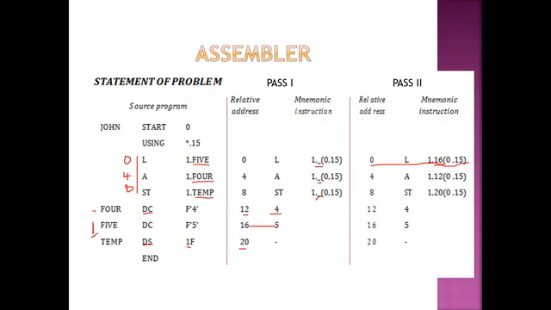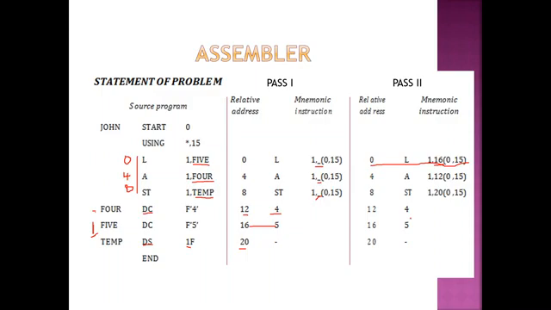Similarly, A1 comma 4: the address of 4 is nothing but 12. So A1 comma 12 of 0 comma 15. This is how we assemble a program. Then 1 comma 20 for temp. Yes, so this is how you assemble a program. It's a simple program we have taken as an example just to demonstrate what happens during assembly. So this is the work of the assembler.